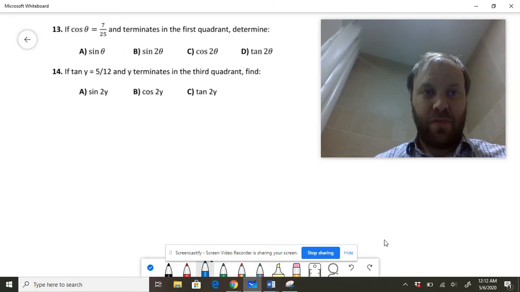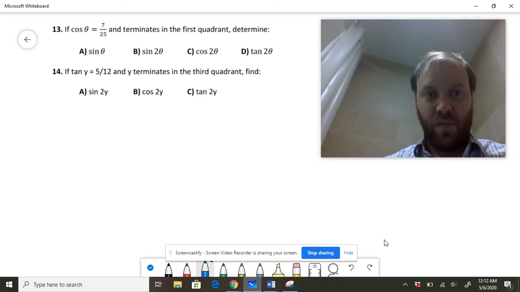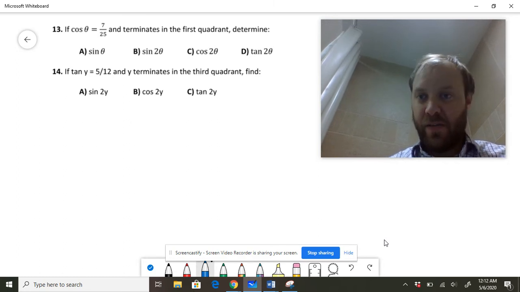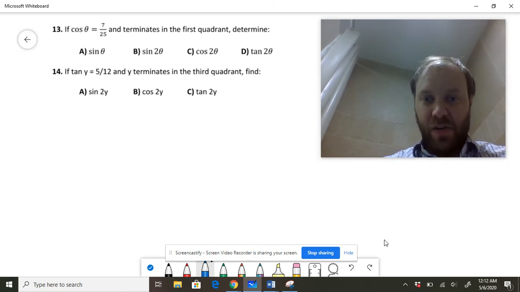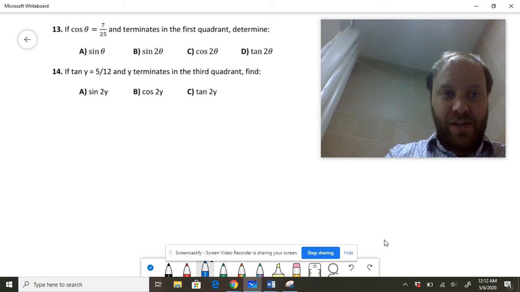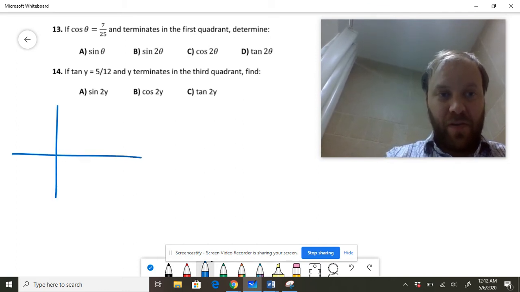All right, in this example, we're told that the tangent of y is 5/12. We're also told that y terminates in the third quadrant. So again, we can make a quick sketch of this and see what's going on here. Third quadrant angle is going to be down here.